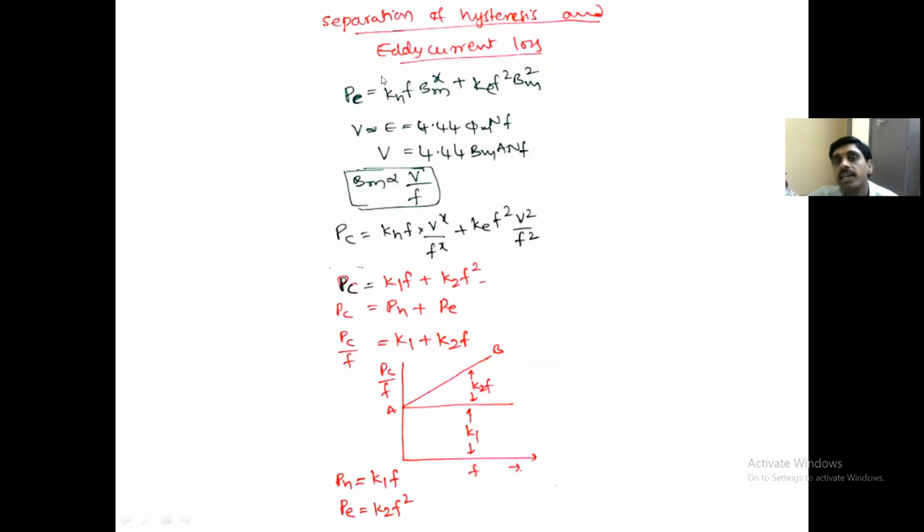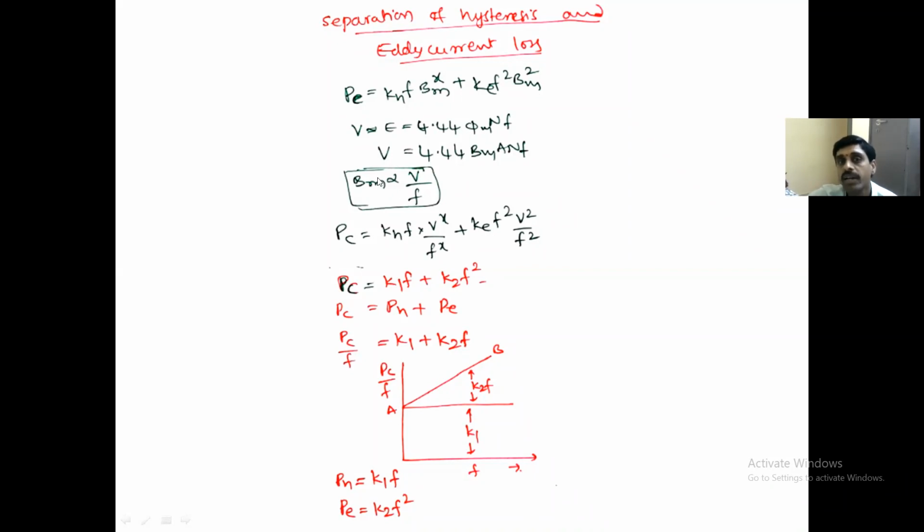So you know hysteresis loss is equal to K_h F B_m to the power 1.6, plus eddy current loss is equal to some constant into F squared B_m squared. This formula you already know. This is the total core loss. So you know V is approximately equal to E, which is 4.44 φ_m N F.